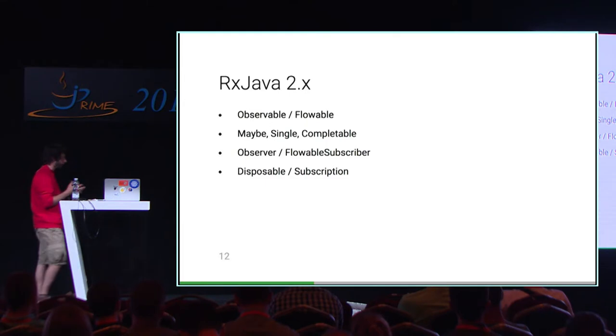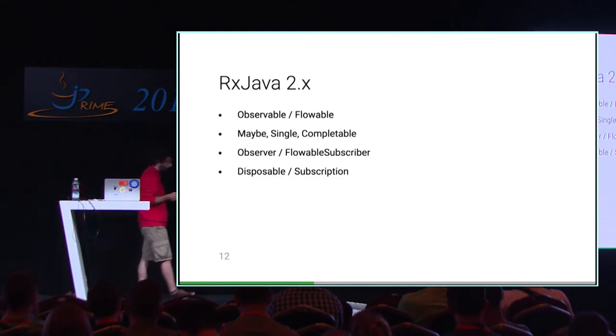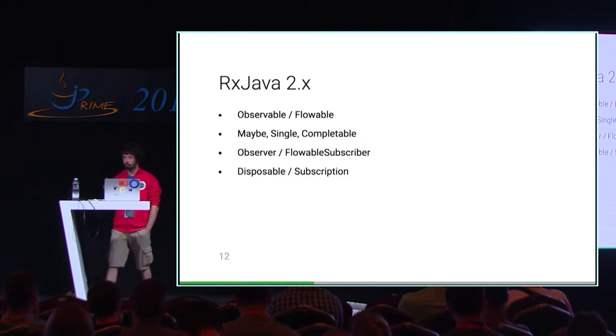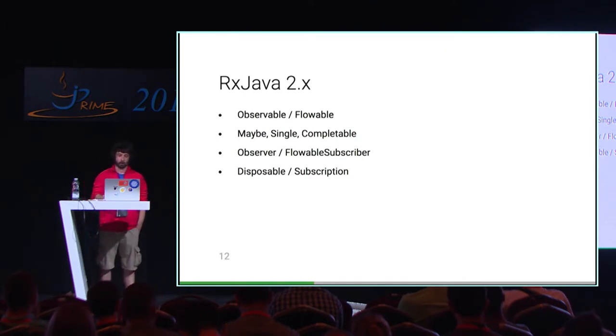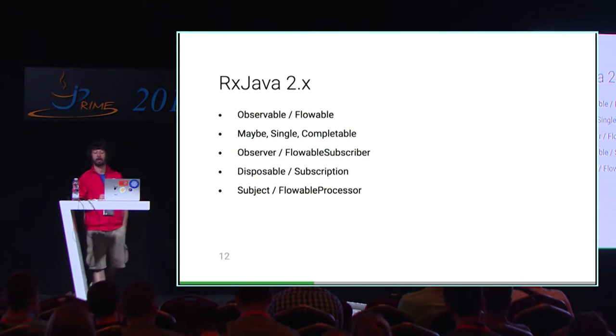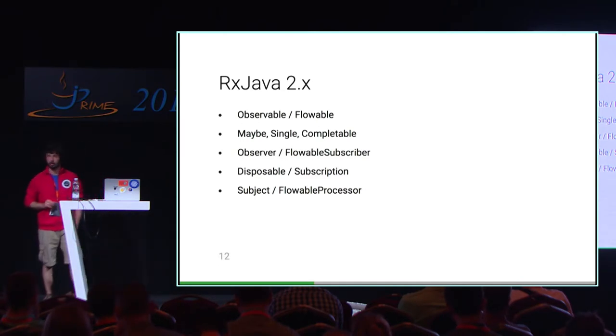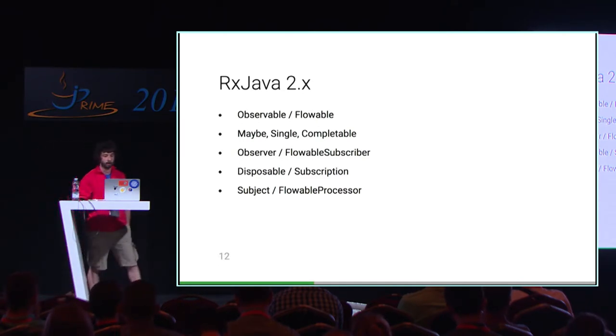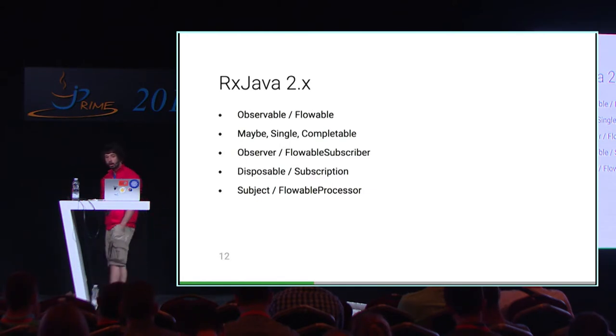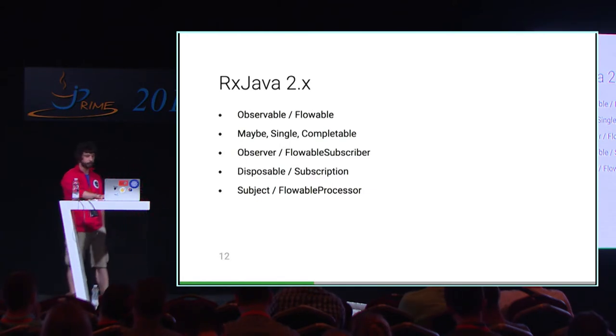Disposable and subscription manage still the contract. It's a little bit different there, and it's a little bit more important now in RxJava 2. And we have, again, the subject and the flowable processor. And the processor is the same thing. It's at the same time a flowable and a subscriber.